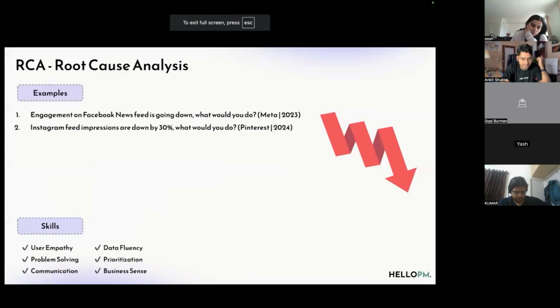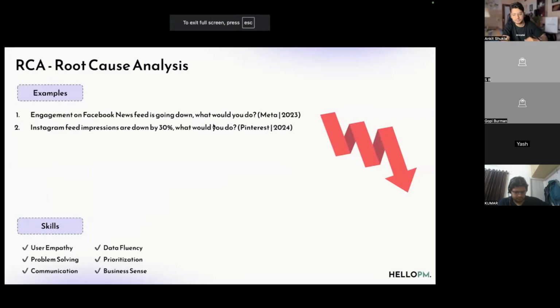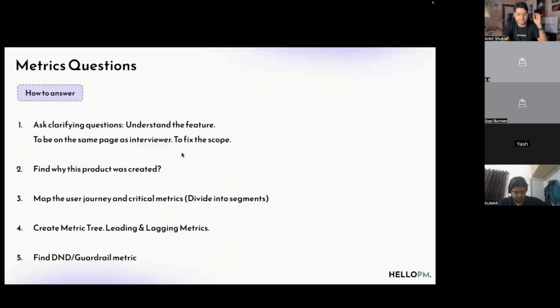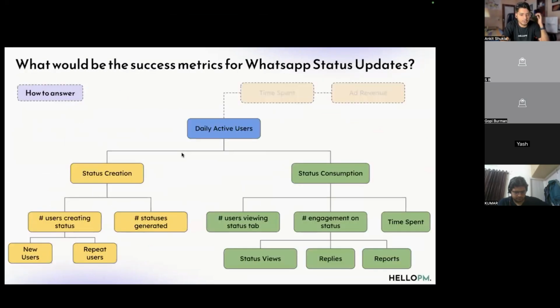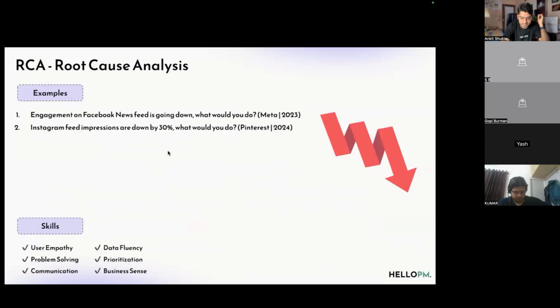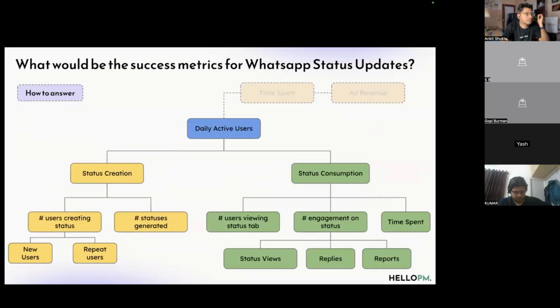After this, we have yes. So these are the metrics kind of questions. Okay. I'll also share a few more examples with you in the notes so that you can go ahead and practice by yourself as well.